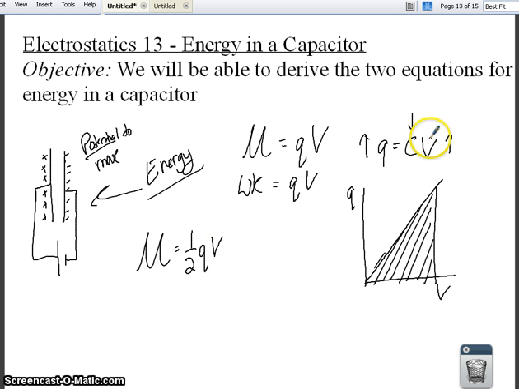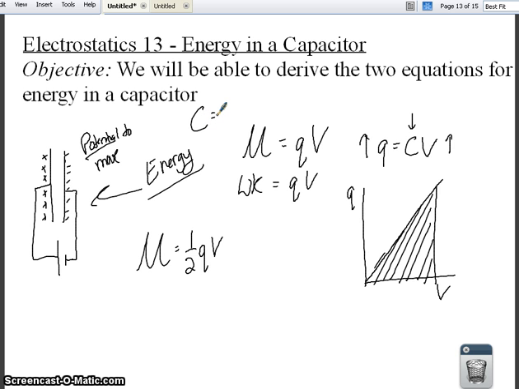Charge goes up, voltage goes up, they're directly related, we're going to have a nice straight line. Because of this straight line, and because of this equation, Q times V, we're taking the area under the curve. And the area under this curve, which is a triangle, is going to be equal to 1/2 Q times V. Okay, so that's our first equation. Notice the value C is not in this equation.